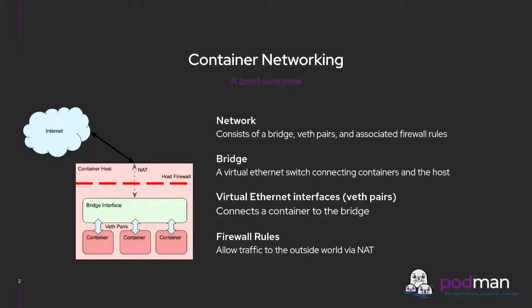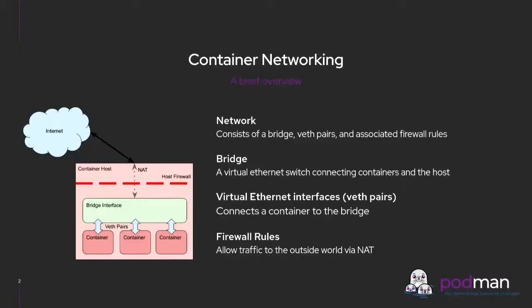Next, we have what are called veth pairs. Veth pairs are basically a pair of virtual ethernet interfaces connected by a cable. One end goes into the container, the other end goes into the bridge. It gives the container and the bridge the ability to connect to all the other things on that network and also to the internet.